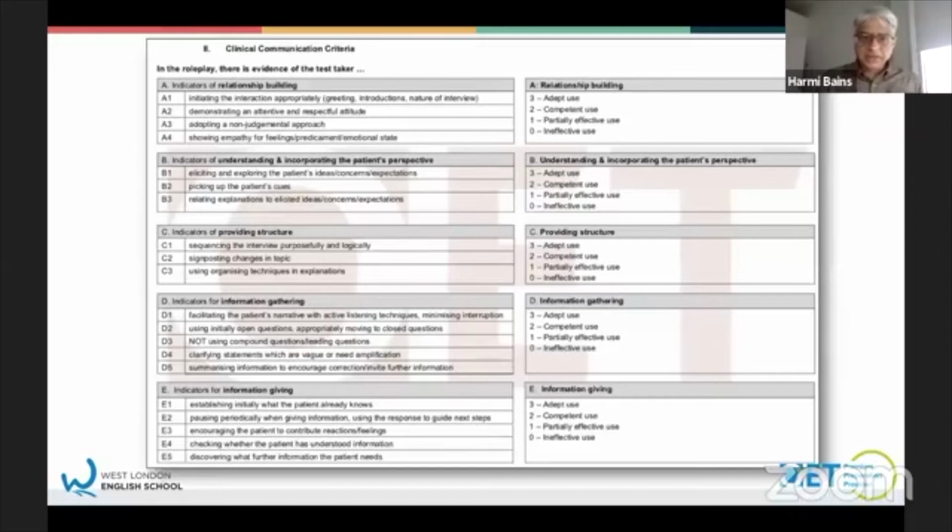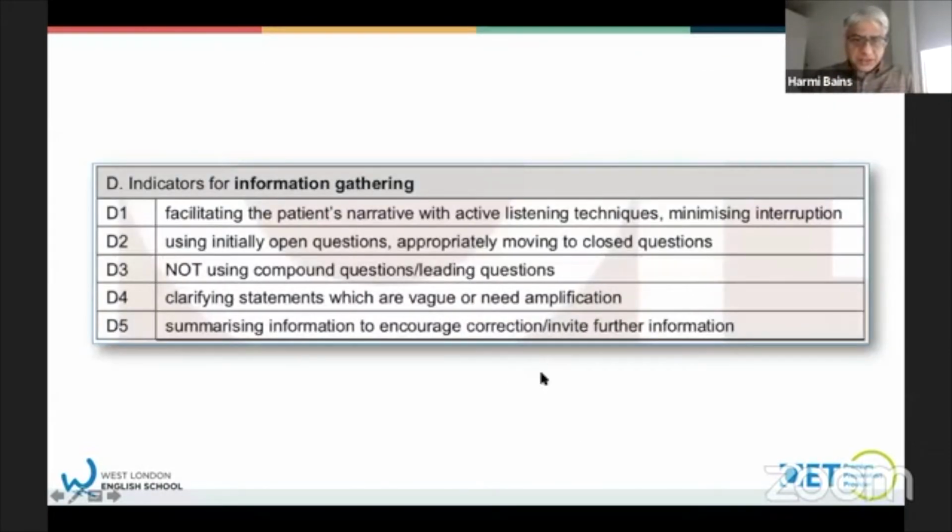Okay, and if I just show you this on the criteria, information gathering. Every time you see find out, that's what you're doing. That's what they're listening out for. Gathering, collecting information. So information gathering, I'm just going to zoom in here. And you can see here using initially open questions and appropriately moving to closed questions.